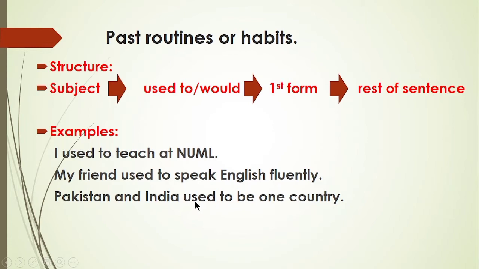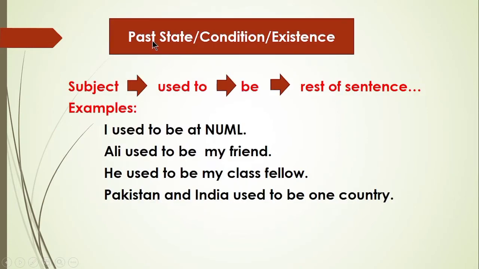That would be incorrect. I have discussed it separately. Subject, used to, be, and rest of the sentence when we talk about past state or condition or existence. For example, I used to be at Namal. Ali used to be my friend. He used to be my class fellow. Pakistan and India used to be one country.